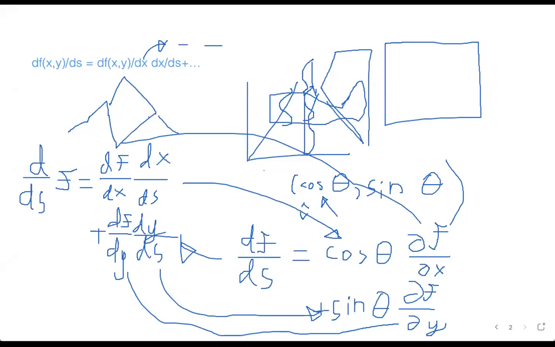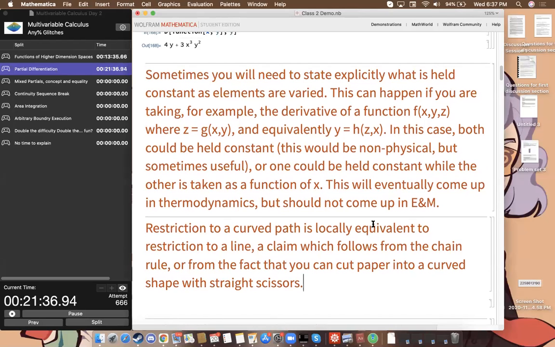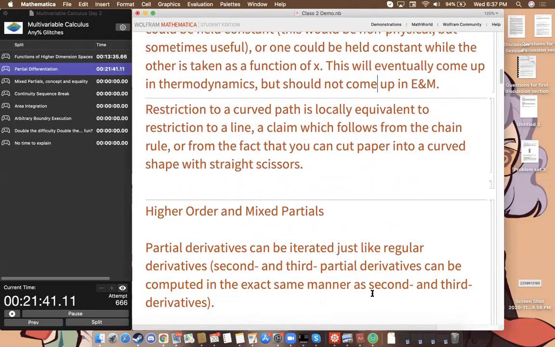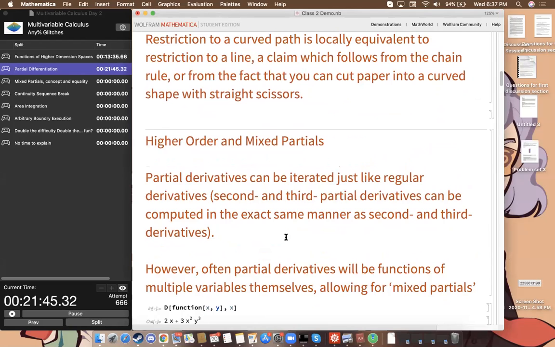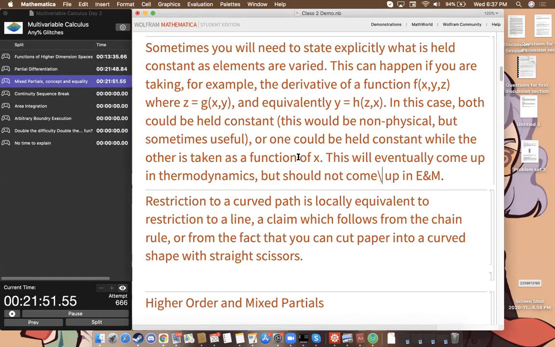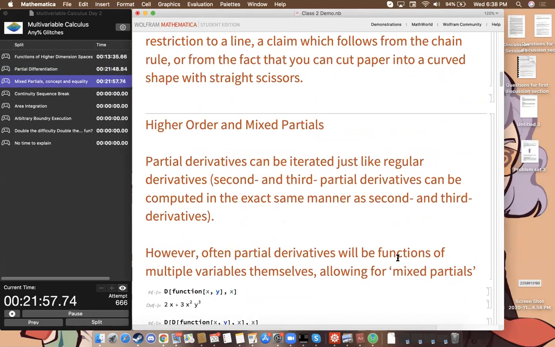That's the whiteboard. I meant to go back to the desktop. And so that's how you can restrict to an arbitrary curve. And just like you can take a second derivative, right? A second derivative means how much does my derivative change over time. What's the rate of change of my rate of change? You can do that just fine using partial derivatives too.